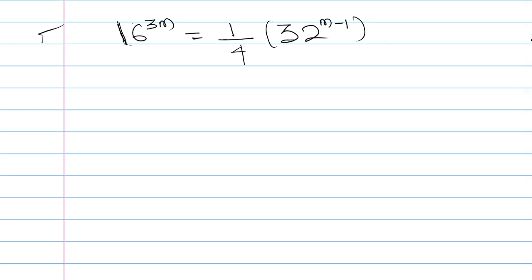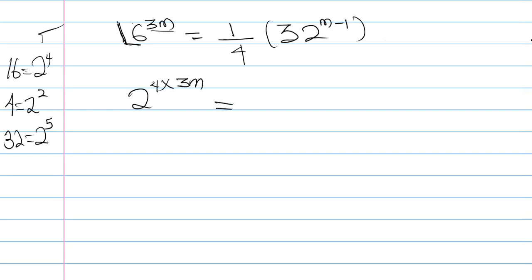Here, don't forget that the index form of 16 is 2 raised to power 4, and 4 is 2 raised to power 2, and 32 is 2 raised to power 5. Okay. Now here I can see 2 raised to power 4 is 16, right? Times 3m that we have here. We have 2 raised to power minus 2 times 32, which is 2 raised to power 5. Put your bracket m minus 1.